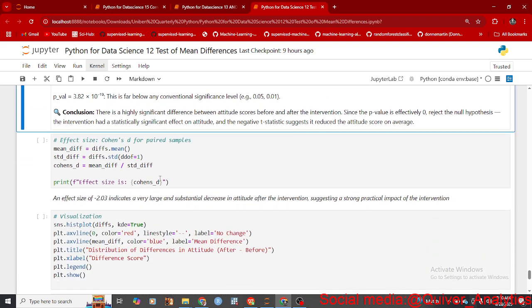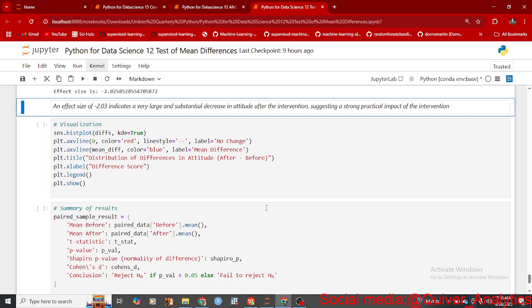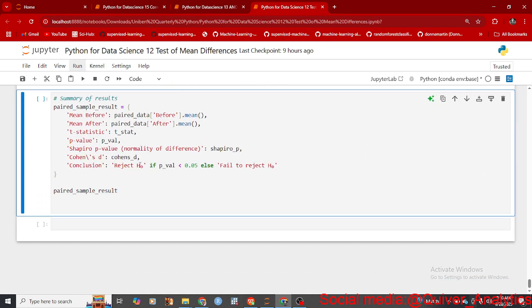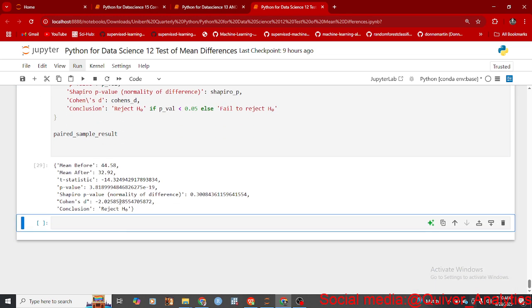All right, so now for effect size, since we've learned that it is significant. The effect size is -2. So this is a very large, substantial decrease in attitude. The attitude after they were told about play therapy was really, really reduced. Right, so we check this, and then again to print the summarized results, this is what we have.